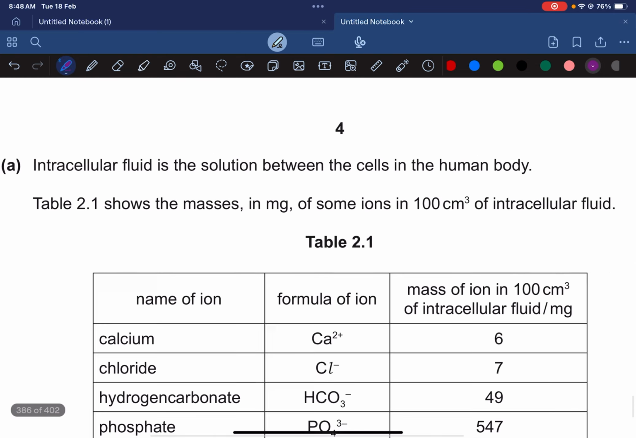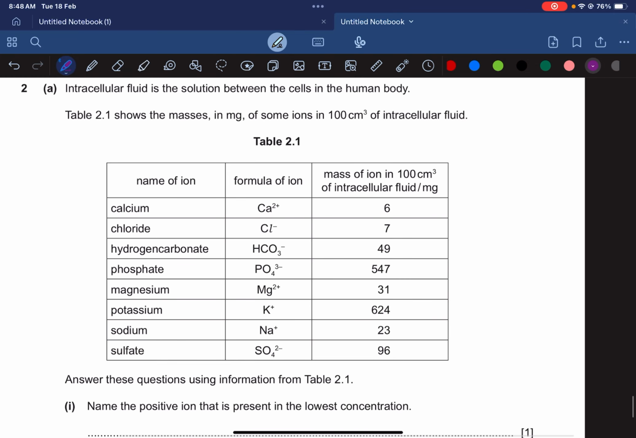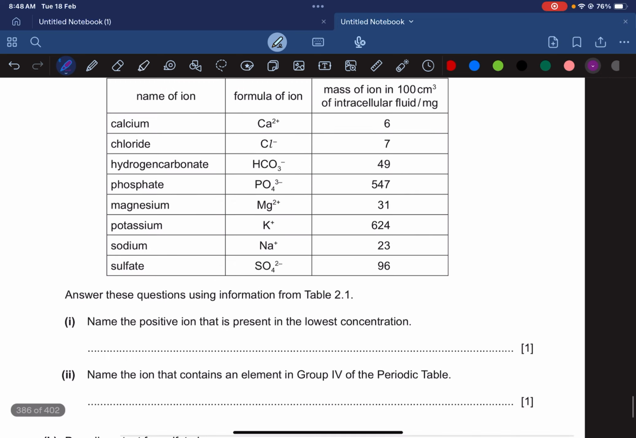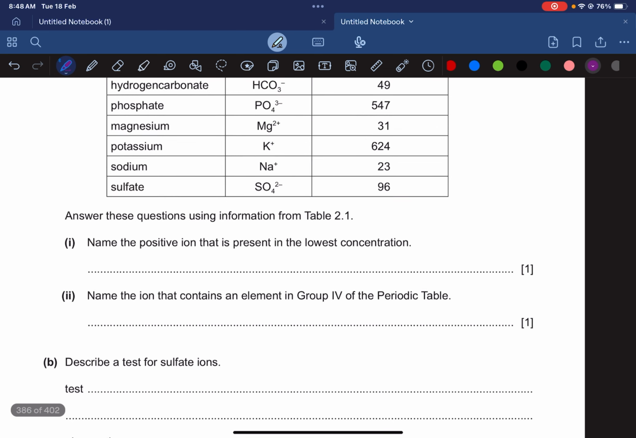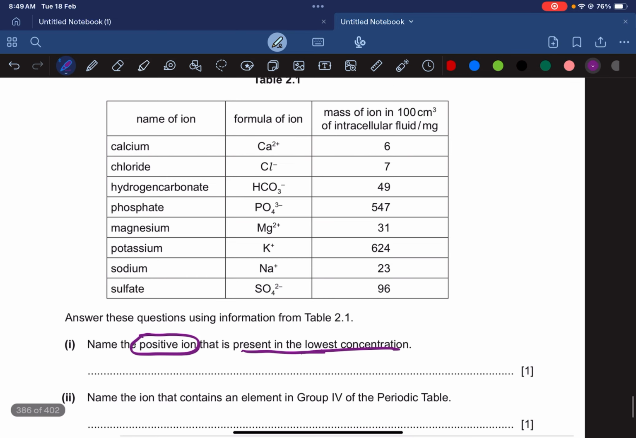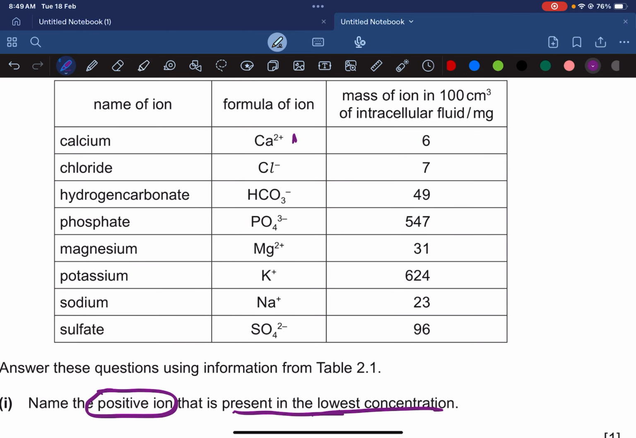Okay, let's move on to the next part, which says that intracellular fluids are the solution between the cells in the human body. Table 2.1 shows the masses in milligrams of some ions in 100 cm cubed of intracellular fluid. Answer these questions using information from table 2.1. Name the positive ion that is present in the lowest concentration. The first part is I have to identify the positive ions, and then the one present in the lowest concentration. Among all these, what are positive ions? This is a positive ion, I can see a 2 plus. This one right here is negative, this one is a positive ion, this one's a positive ion, and this one is a positive ion. I figured out all the positive ions.